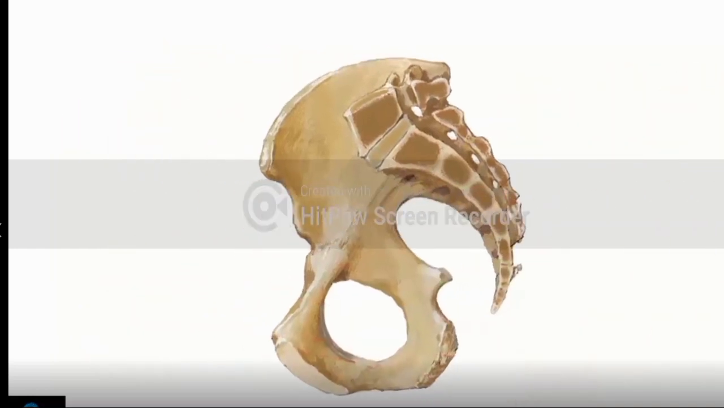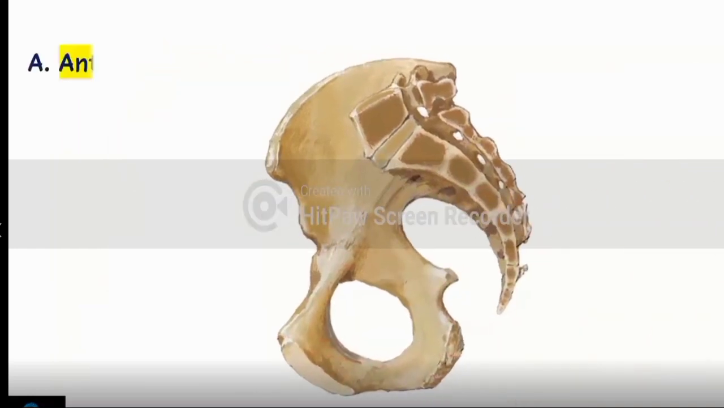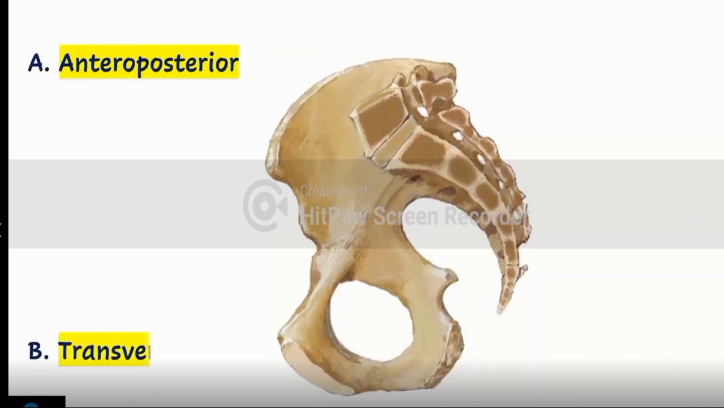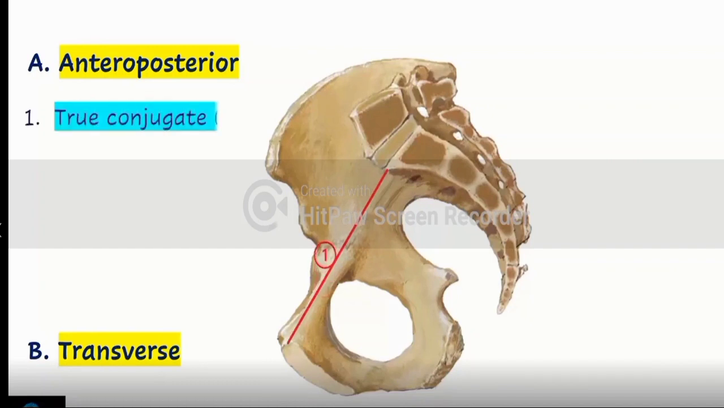Regarding diameters of pelvic inlet, there are anteroposterior and transverse diameters. There are three anteroposterior diameters. The true conjugate is the distance between the sacral promontory and the upper border of symphysis pubis. It measures 11 centimeters and it cannot be measured clinically.